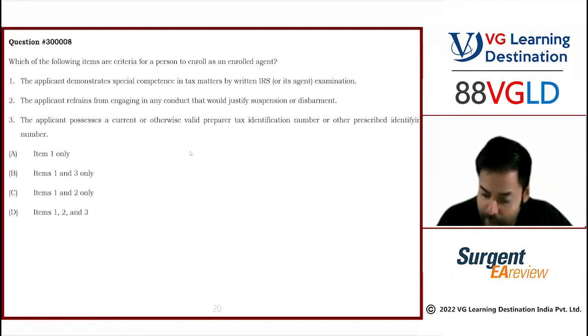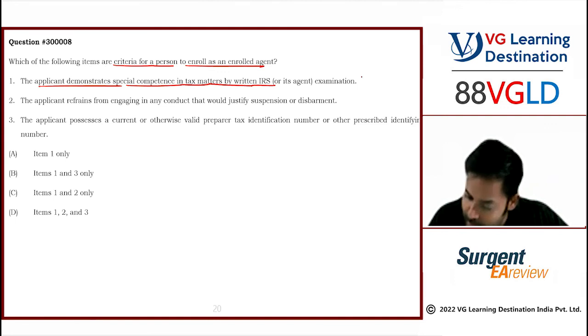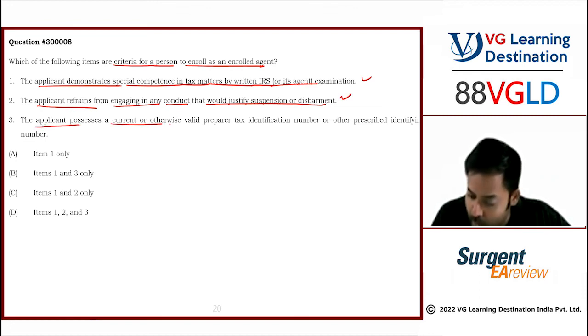Which of the following are the criteria for a person to enroll as an enrolled agent? The applicant demonstrates special competence in tax matters by a written IRS examination. That's correct. The applicant refrains from engaging in any conduct that would justify suspension or disbarment. That's correct. The applicant possesses a current or otherwise valid PTIN in this case. That's correct. Correct. All three.